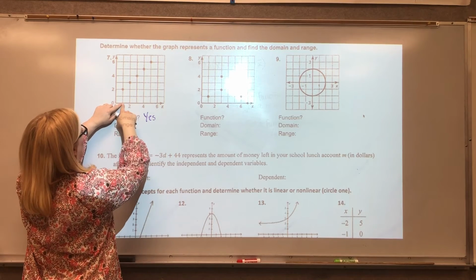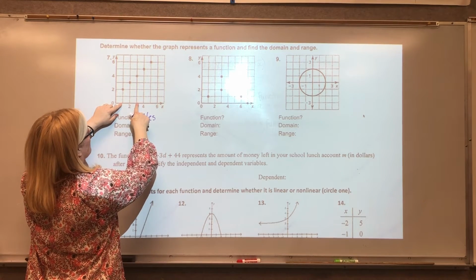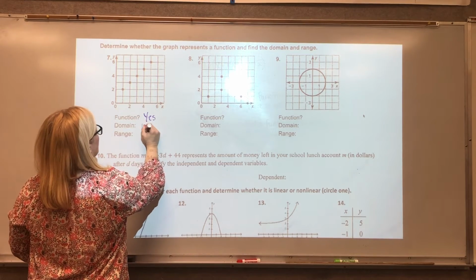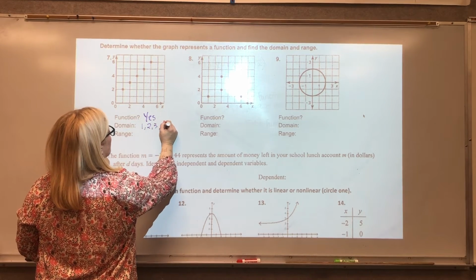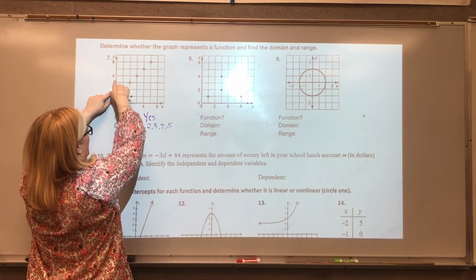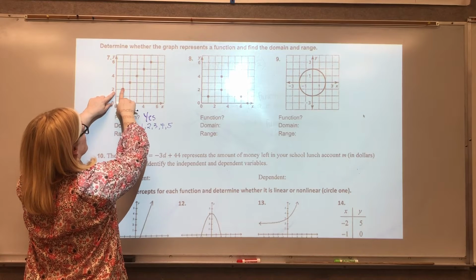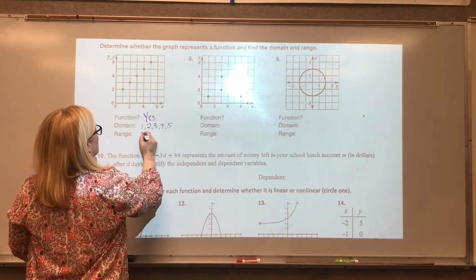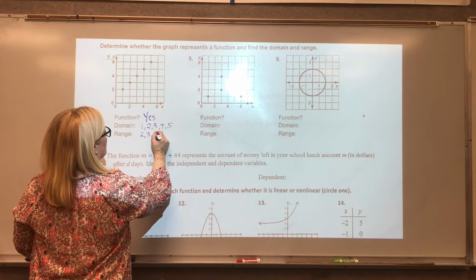My domain is all my x values. So I have 1, 2, 3, 4, and 5 right here. Okay, so 1, 2, 3, 4, 5. My range are my y values. So I have 2, 3, 4, 5, 6.